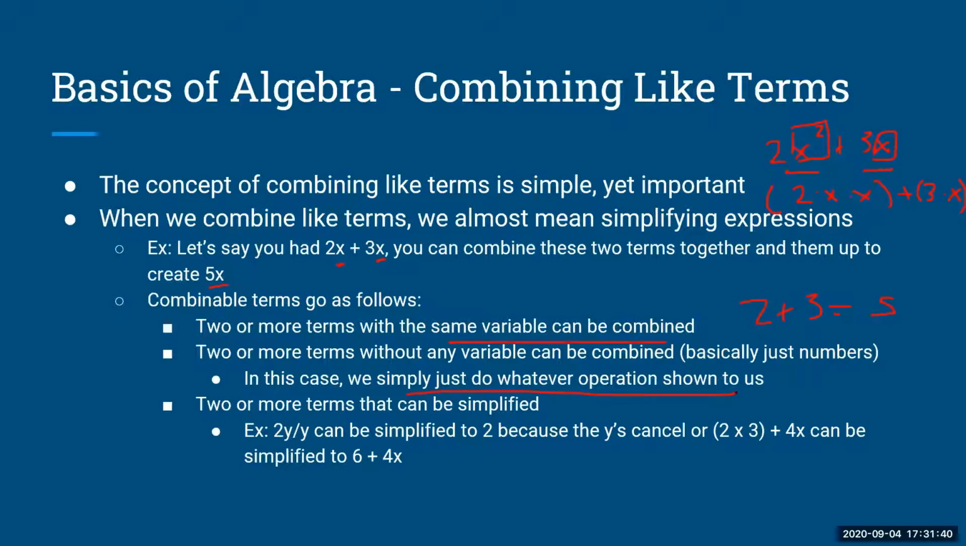And the last part is 2 or more terms that can be simplified. So what I mean by that is, say you had 2y divided by y. You could just cancel out the y's, right? And you're just left with 2, right? The y's cancel out. Or 2 times 3 plus 4x is just 6 plus 4x. So that's what I mean. And yeah, it's just way better once you see it, you'll be able to get it down super fast.